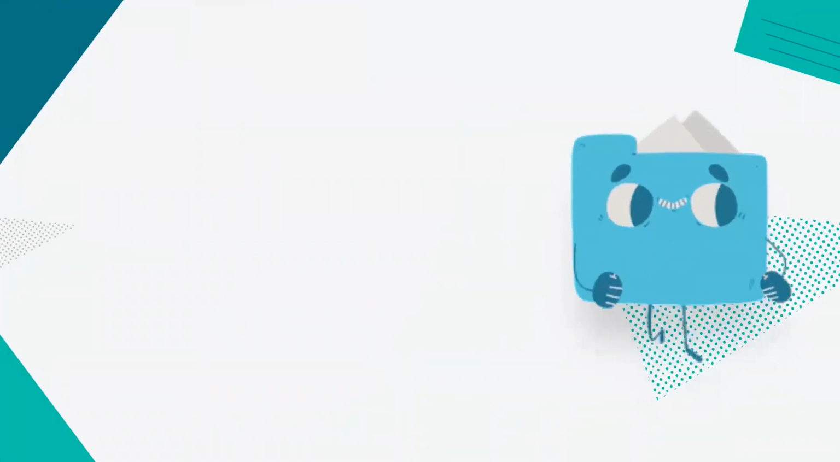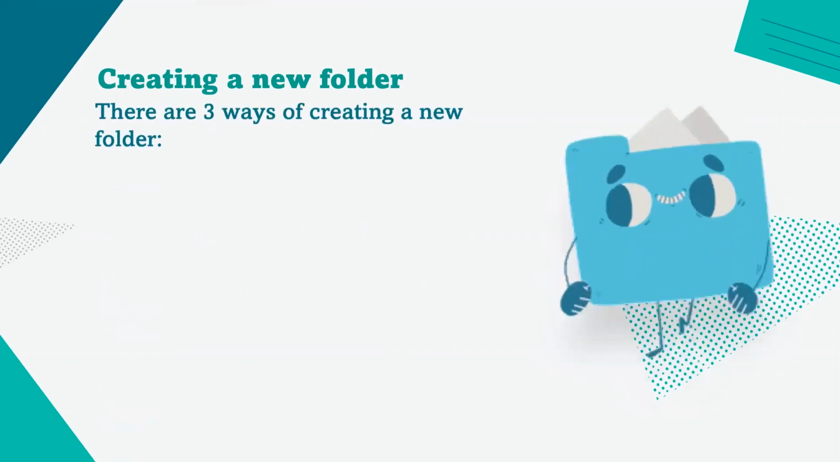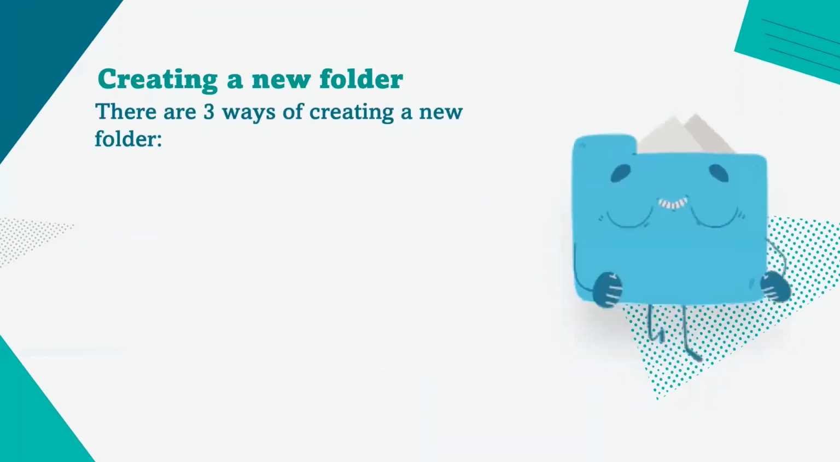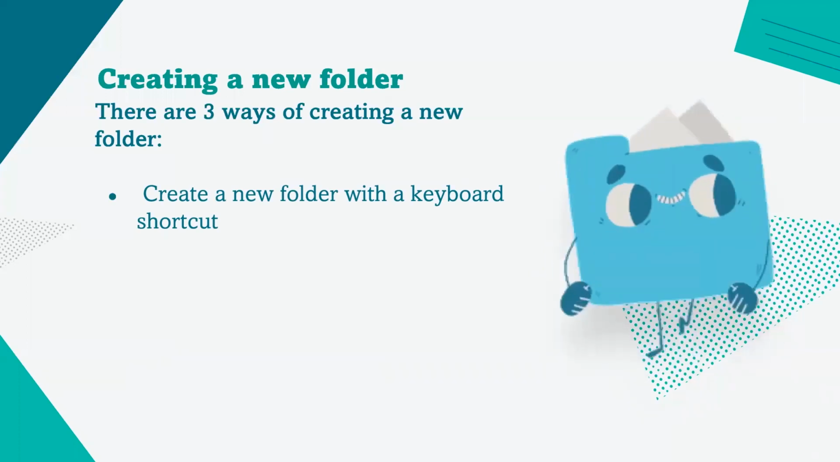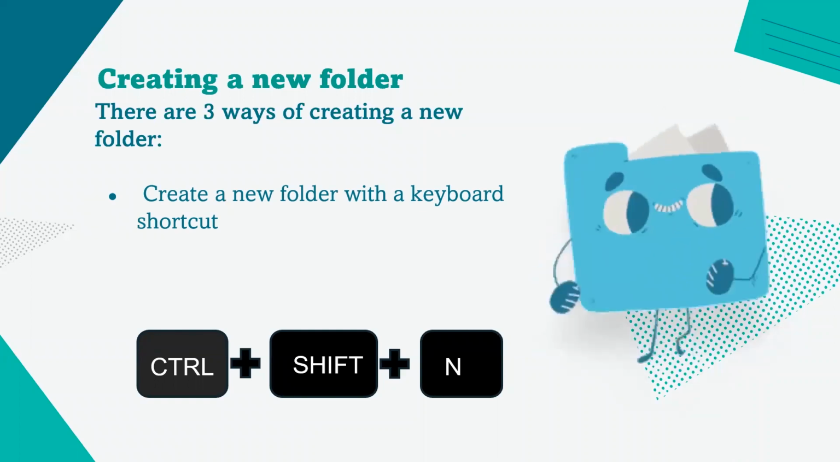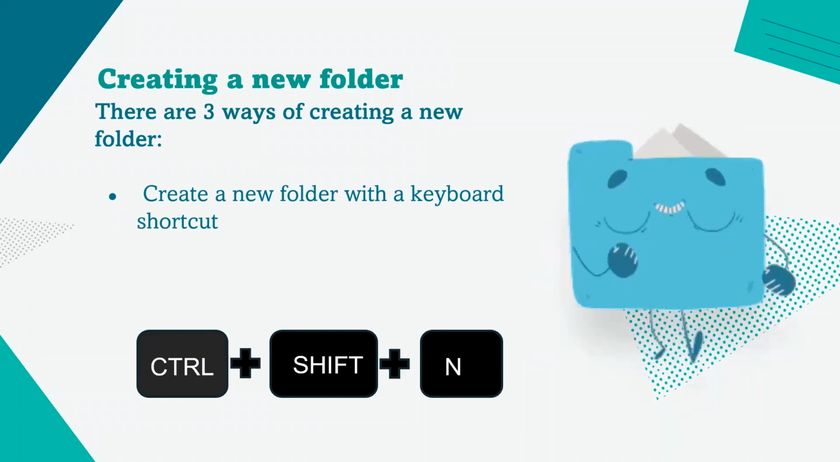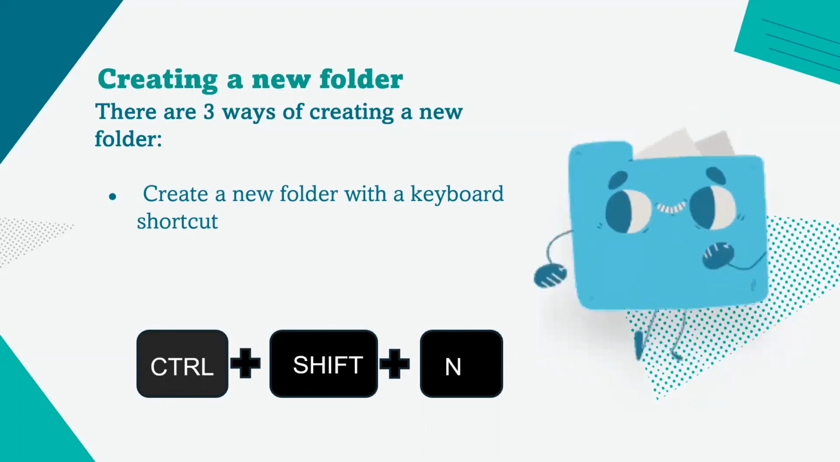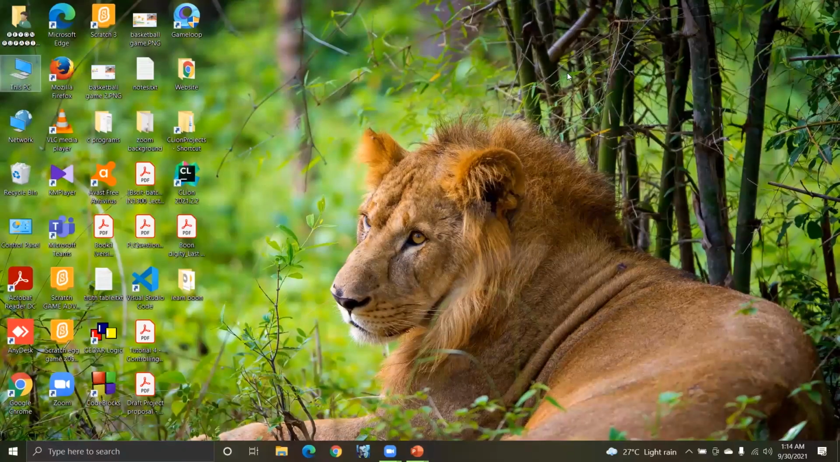So let's start with how to create a new folder. There are three ways of creating a new folder. The first way is to create a new folder with a keyboard shortcut. When you press Ctrl plus Shift plus N together, you can create a new folder. I'm going to show you how. Now I'm going to press Ctrl Shift plus N. So you can see I have a new folder. You can rename it with backspace and put a name you like. All right, so we have a new folder.